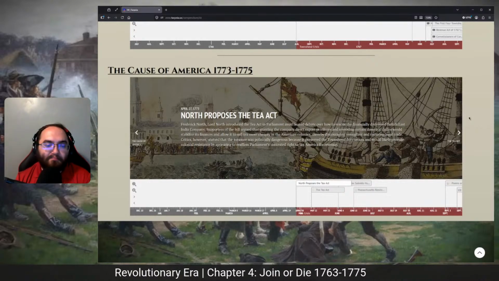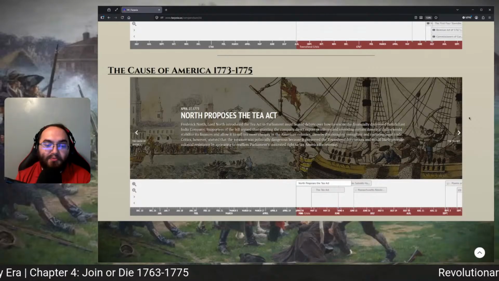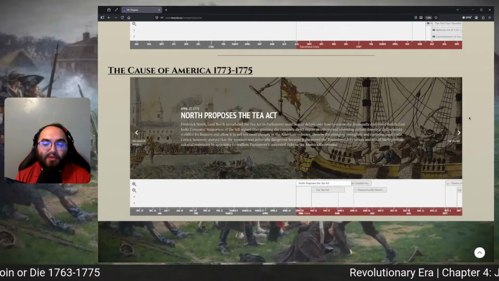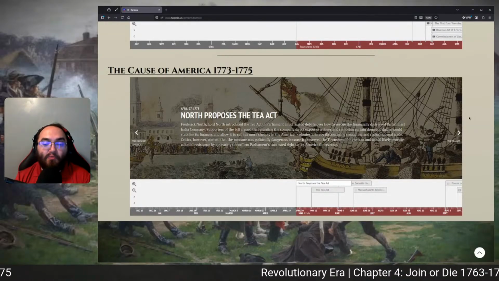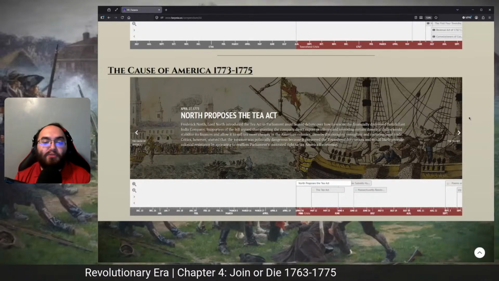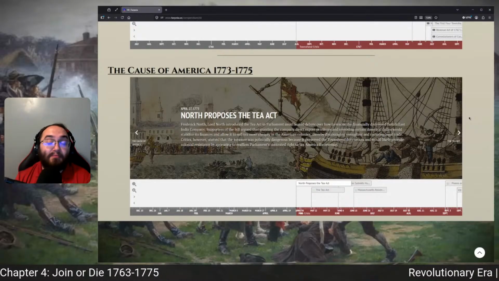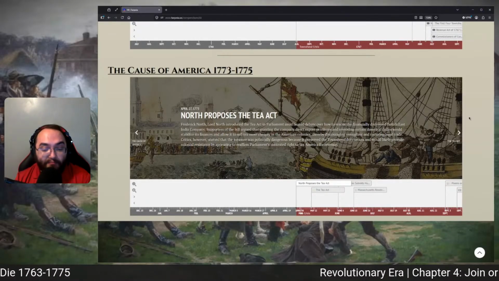restoring legal trade. Critics, however, warned that the measures were politically dangerous because it preserved the Townshend duty on tea, and it would likely provoke colonial resistance by appearing to reaffirm Parliament's contested right to tax America for revenue.